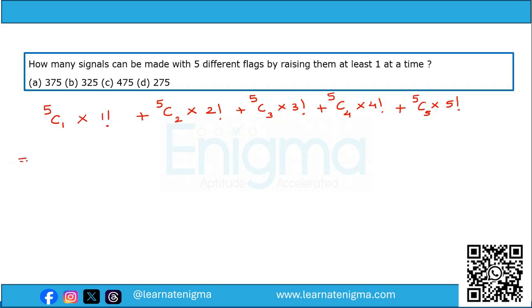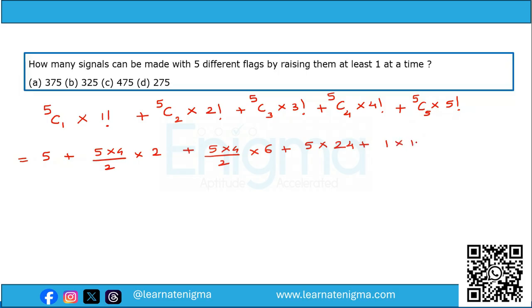Now let's solve this. So 5C1, that is 5, 1 factorial, that is 1, plus 5C2, that is 5 into 4 divided by 2 into 2 factorial, that is 2, plus 5C3, 5C3 is equal to 5C2, so that becomes 5 into 4 upon 2 into 3 factorial, that is 6, plus 5C4, that is 5C1, that is 5 into 4 factorial, that is 24, plus 5C5 is 1 plus 5 factorial, that is 120.